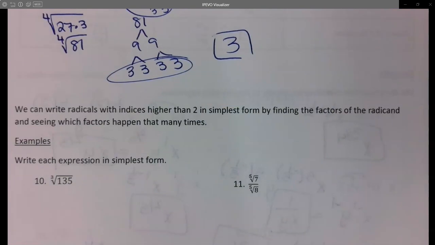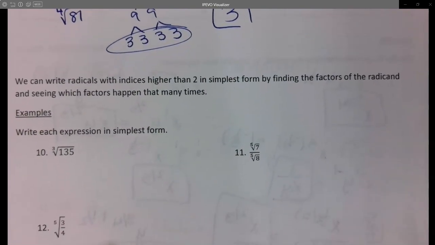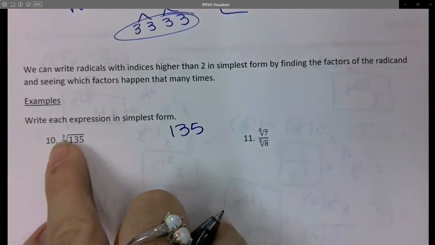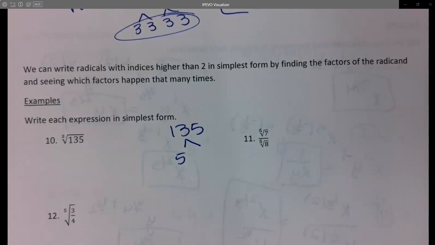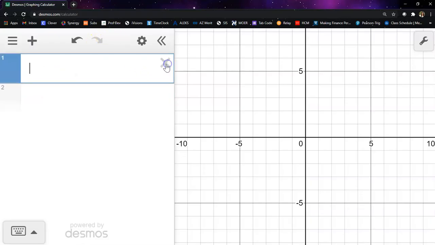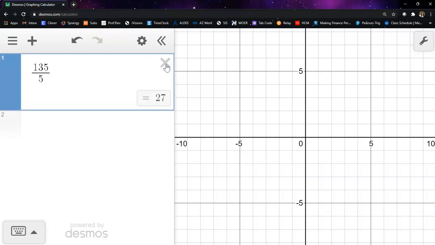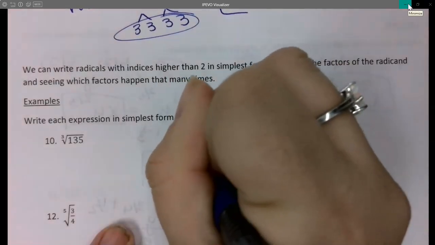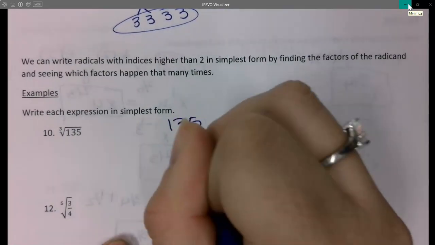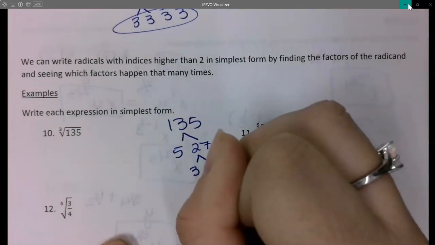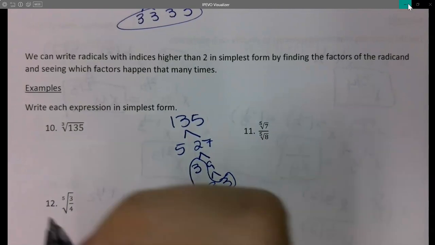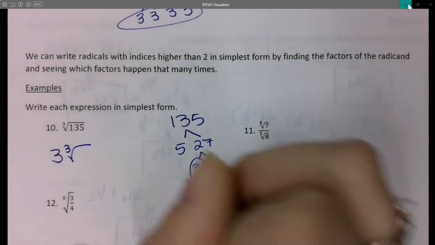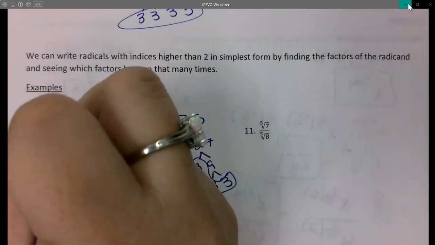Sometimes it doesn't come out nicely. So on these ones, I can factor tree still. I'm looking for groups of 3 of the same number. So 135, I can see it ends in a 5. I don't know what the other number is, so I'm going to go check on Desmos. I have 135 divided by 5, which gives me 27. Then 27 is 3 and 9, breaks up to 3 and 3. So I have 3 of the 3s. 3 will go out front. And then I have this 5, who doesn't have any friends, so he has to stay inside.